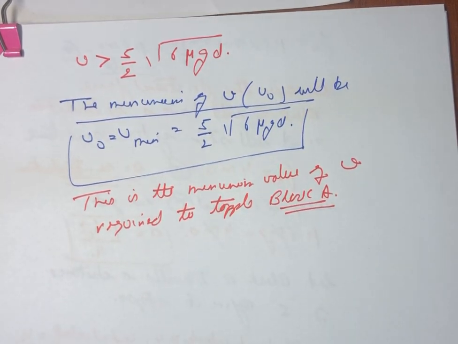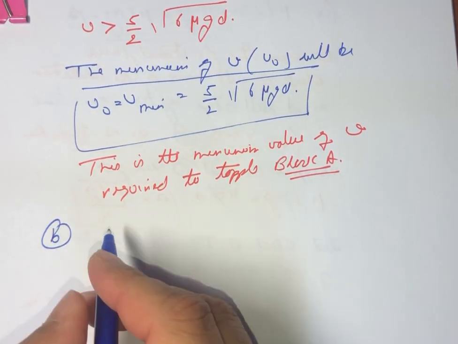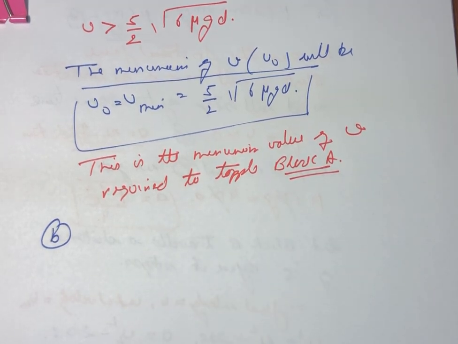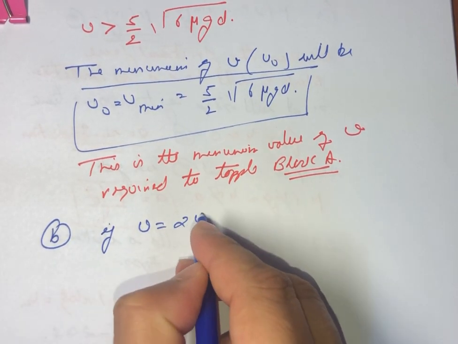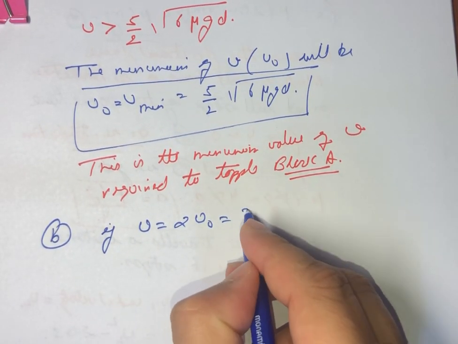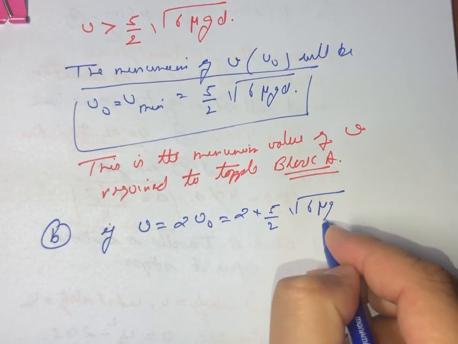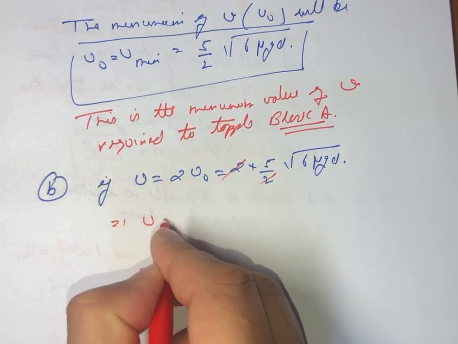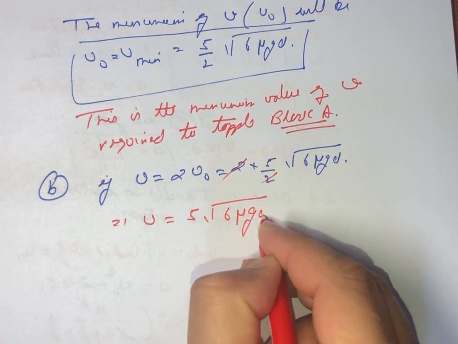Now let us do part B. In part B, it is given that V is equal to twice V naught, or we can say it is twice into 5 by 2 square root of 6 mu g d. Here 2 and 2 cancel out. Therefore, we get V is equal to 5 square root of 6 mu g d.